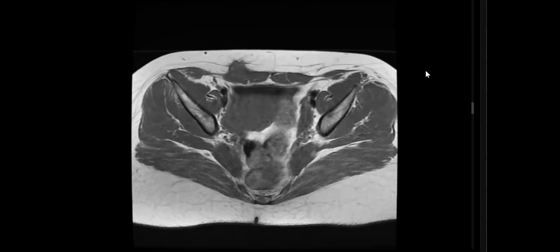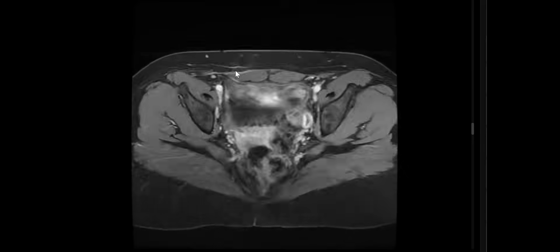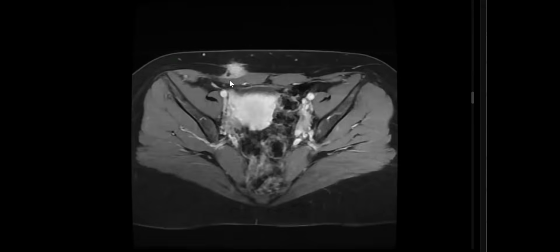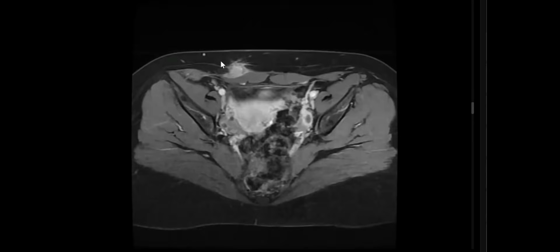Cyclical. Okay. Right. And we confirm on other sequences such as T2 fat saturation. Very good. And also enhancement. It takes enhancement in some periods of the cycle. So this is a scar endometriosis.